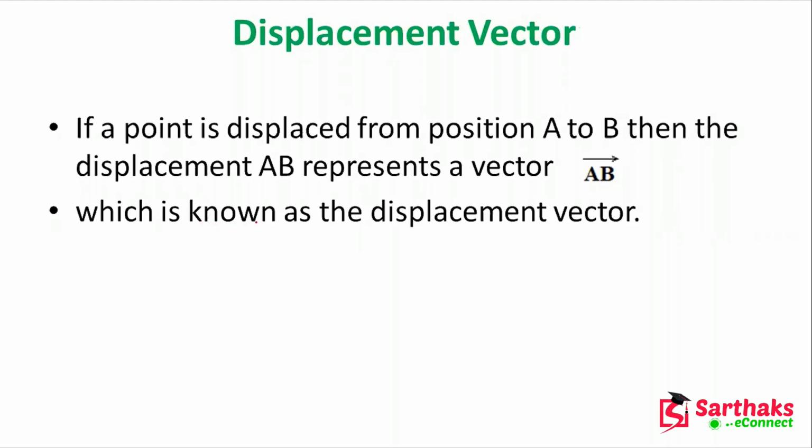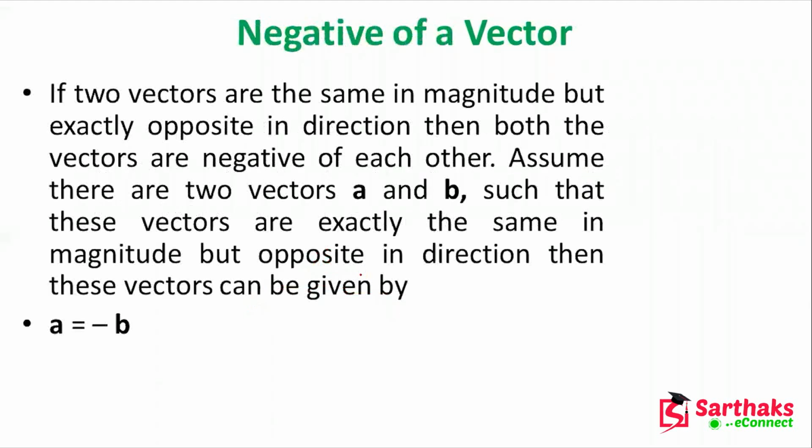Now the displacement vector. If a point is displaced from position A to B, then the displacement AB represents a vector, that is vector AB. Suppose there are points A and B. So this is vector AB. I have started my journey from here and moved up to point B. So this vector AB is the displacement vector.